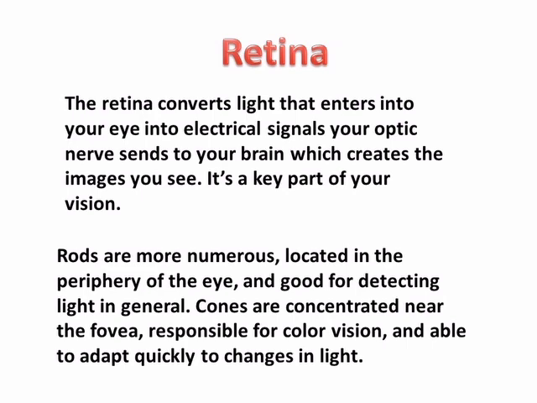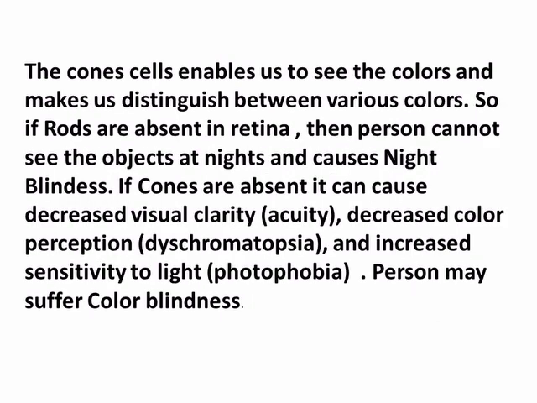Retina. The retina converts light that enters your eyes to electrical signals that your optic nerve sends to your brain, which creates the image you see. It's a key part of your vision. Rods are more numerous, located in the periphery of the eye and good for detecting light in general. Cones are concentrated near the fovea, responsible for color vision and able to adapt quickly to changes in light. The cone cells enable us to see colors and distinguish between various colors.